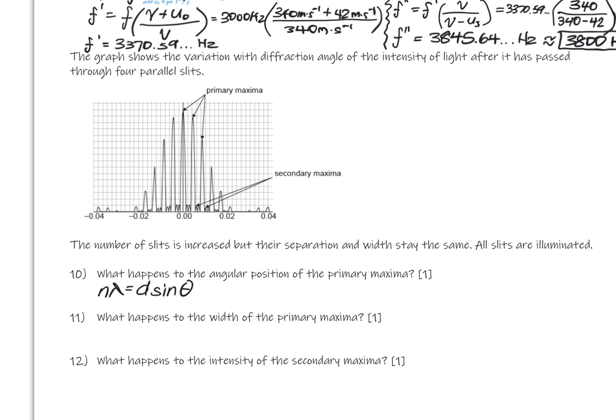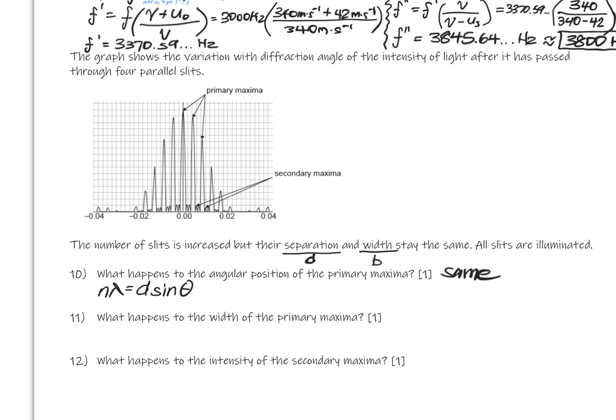But it did say that the separation between them, that would be the slit spacing, and then the width of each slit, that would be b, for the single slit theta is lambda over b. They are the same. So all of those things stay the same. So if they're all the same, then the angular position of the primary maxima stays the same.